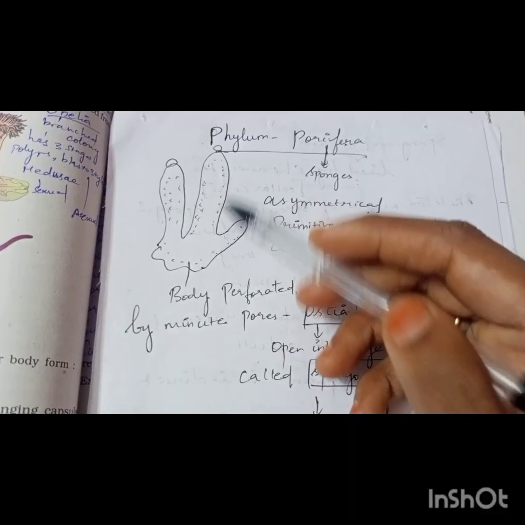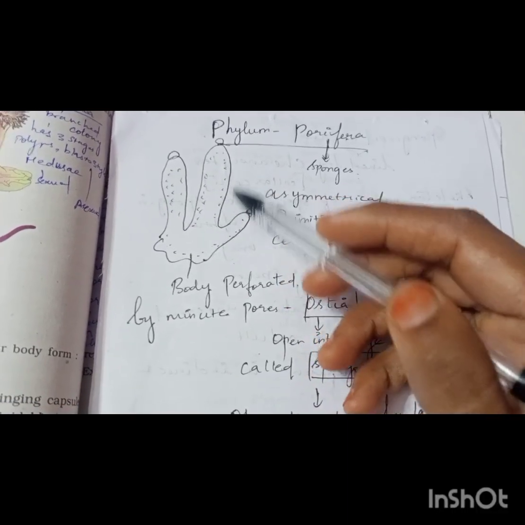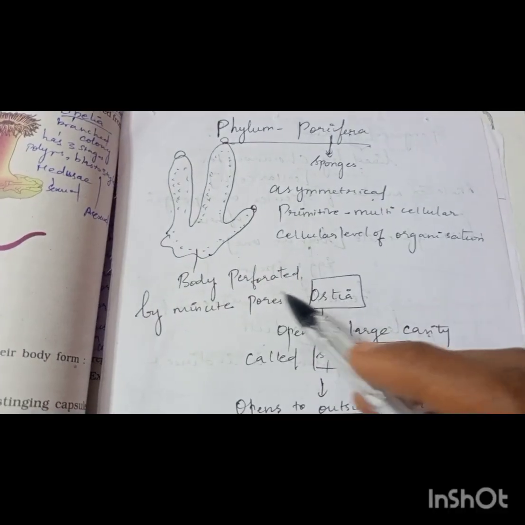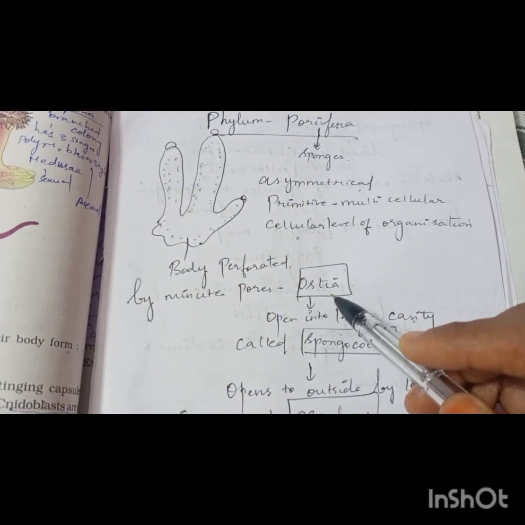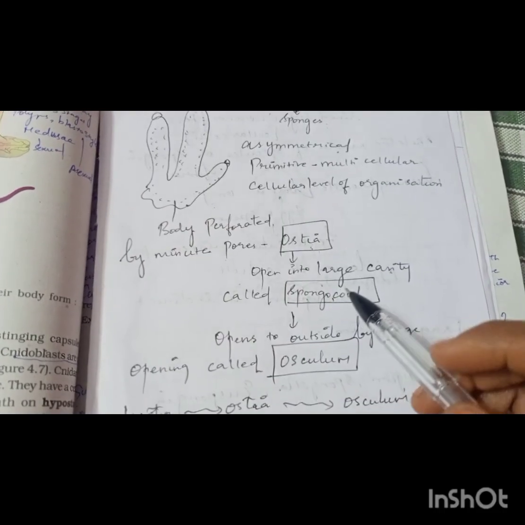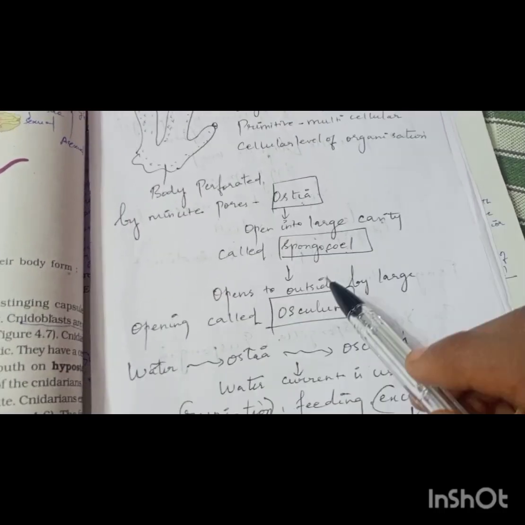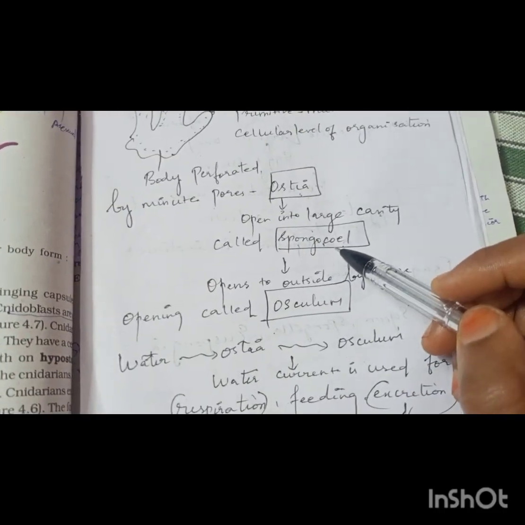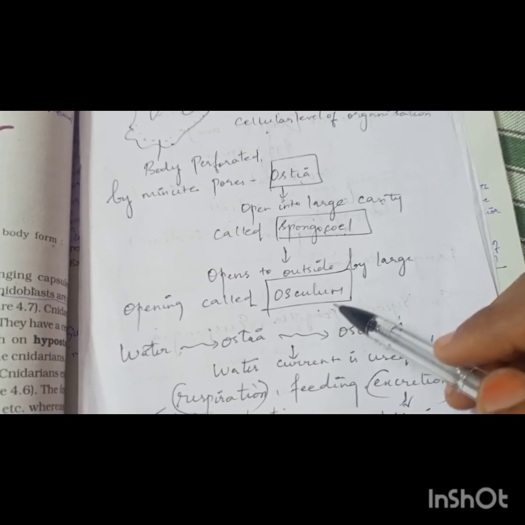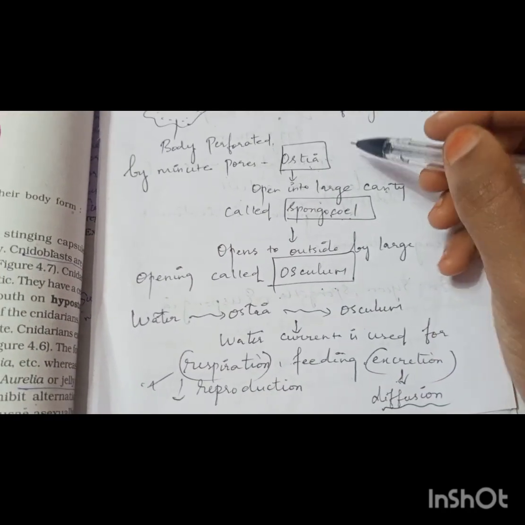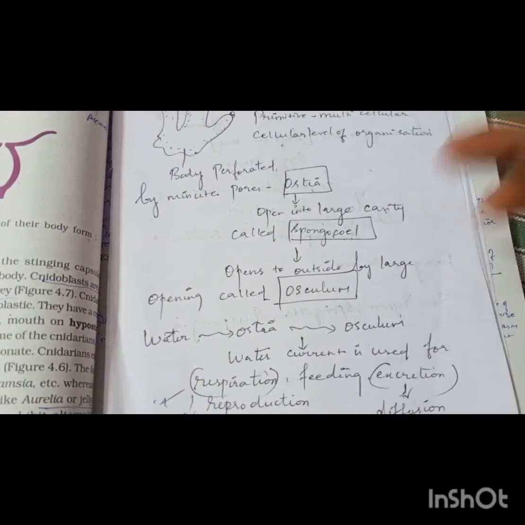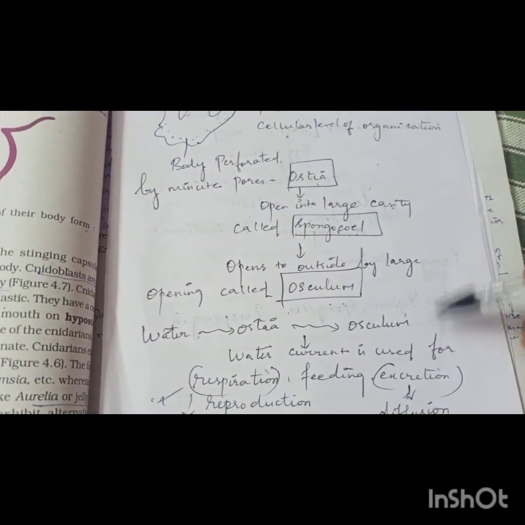If you see the entire body, you can see so many pores. The body is perforated by minute pores, and these pores are called ostia. All the pores will open into a large opening or cavity called spongocoel. This spongocoel opens to the exterior or outside through an opening called osculum. So the water, these are aquatic organisms. They take their food, perform all their metabolic activities only in water.